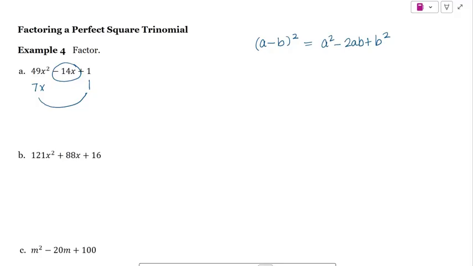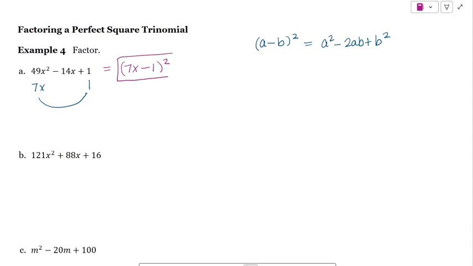The only thing I need to keep track of is that there's a minus sign for the middle term, so that means that my overall answer is going to have a negative sign. So I think that my answer here is going to be 7x minus 1, the quantity squared.